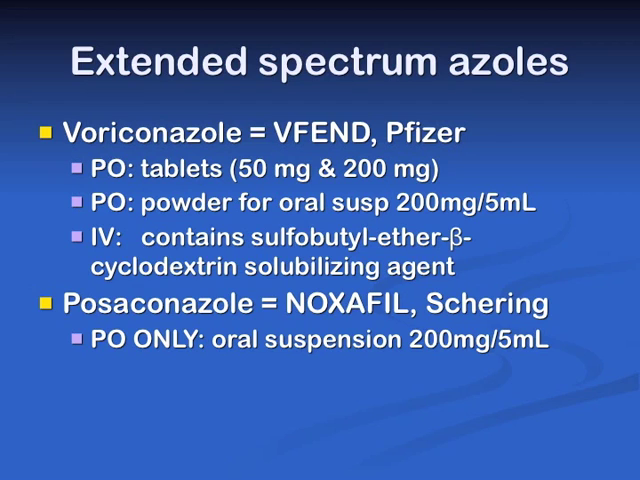Let's talk about our more modern extended spectrum azoles, Voriconazole and Posaconazole. Voriconazole is available as oral or IV formulation, in either 50 milligram and 200 milligram tablets, or a powder for oral suspension. IV Voriconazole is available using another cyclodextrin solubilizing agent. Posaconazole, or Noxafil, is currently only available as an oral solution, 200 milligrams per 5 mL.